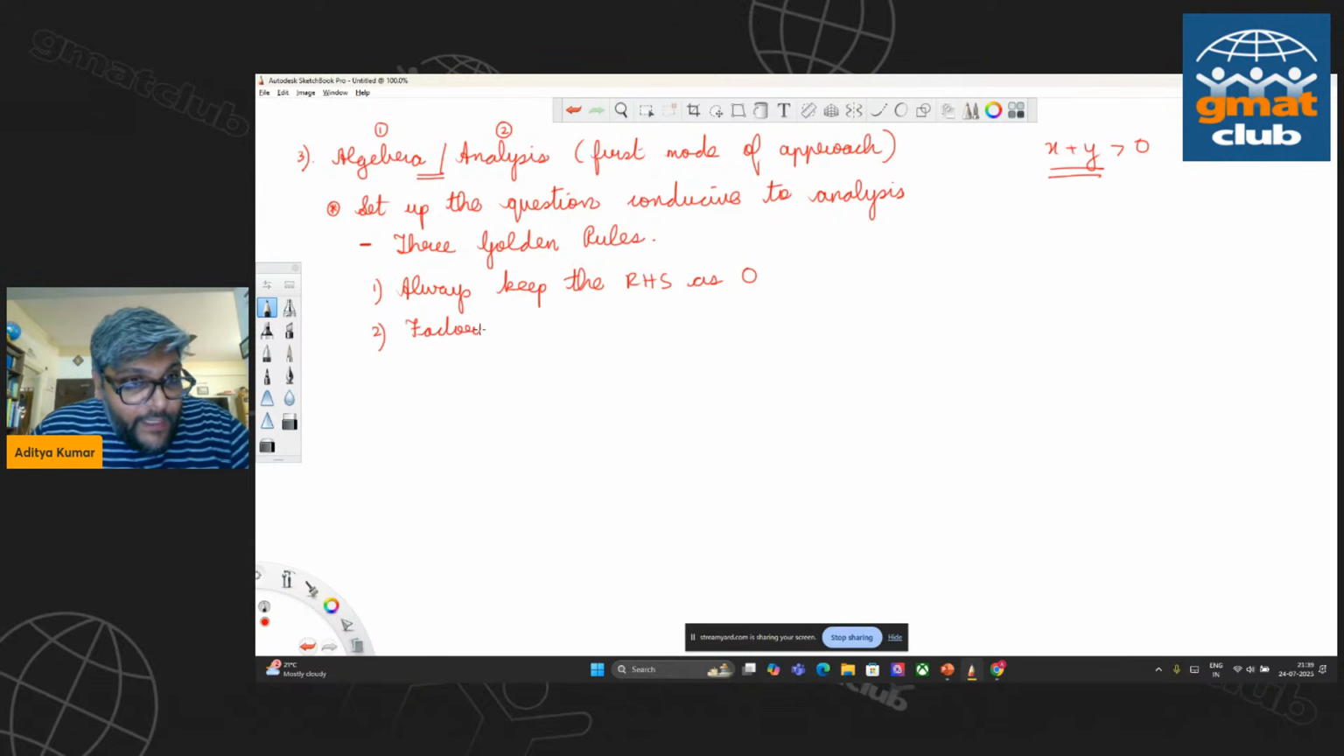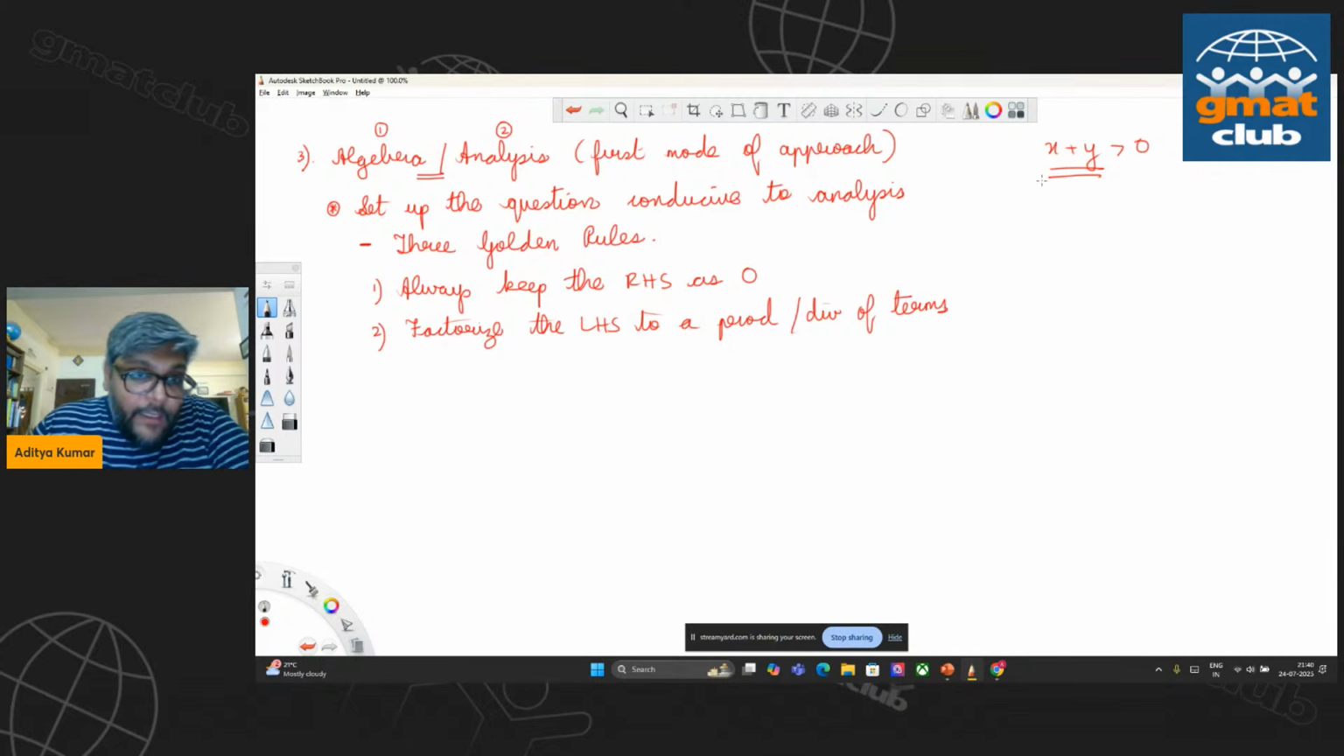I will always factorize the left-hand side to a product or a division of terms. Why do we prefer to set up algebraic expressions in terms of products and divisions? Because they're easier to break down. They are easier to analyze. I've mentioned this before in the algebra session as well. When I give you something like xy is less than 0, I would prefer this any day to x plus y is less than 0, because in the first case, all I have to do is analyze based on sign, and looking at it, I can clearly say that the signs of x and y have to be opposite. But in x plus y is less than 0, in addition to analyzing with the sign, I have to bring in magnitude analysis as well.